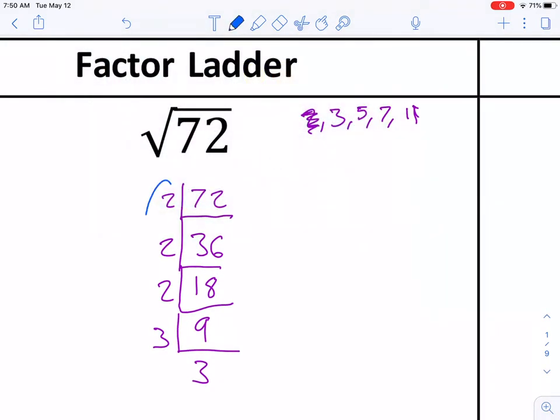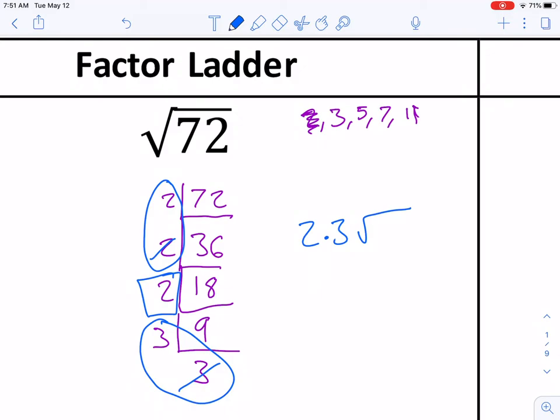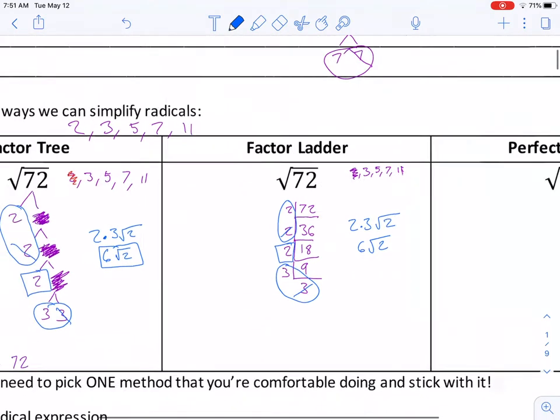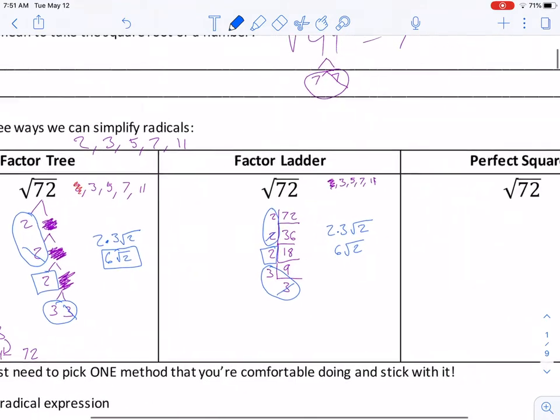Again, I'm looking for groups of 2. So I have 2 2's, 1 gets caught, 1 makes it out. I have 2 3's, 1 gets caught, 1 makes it out. And when they get caught, they don't go back in jail. They just disappear. They're sent to a higher security prison. Okay, and then I have this 2 sitting on the outside here with no partner. So he's still stuck inside. Again, we multiply up. 2 times 3 is 6. Radical 2. Okay. Different way of organizing the work, same answer.